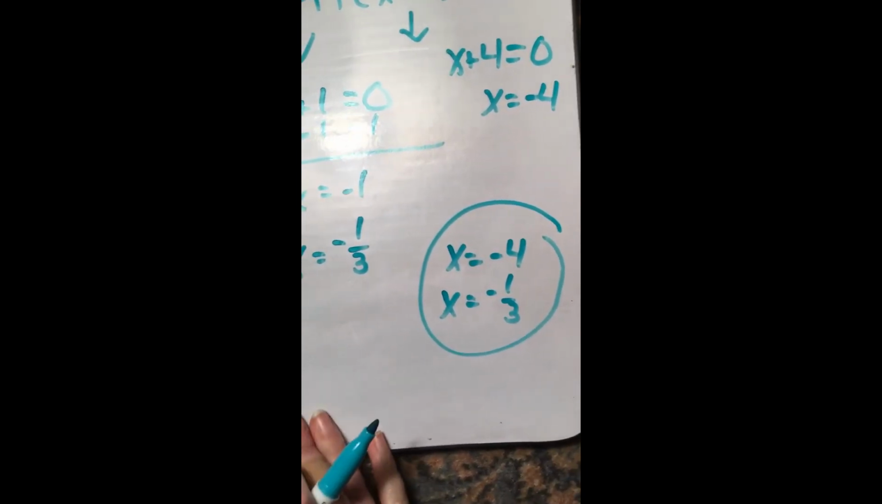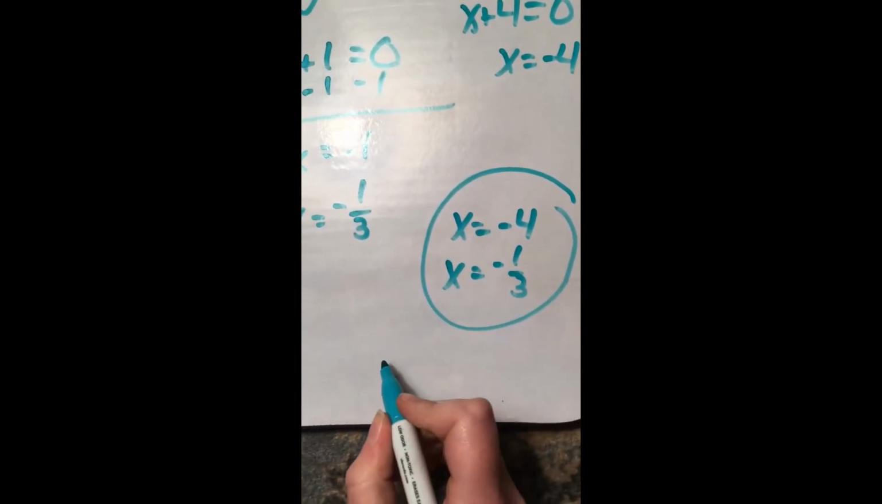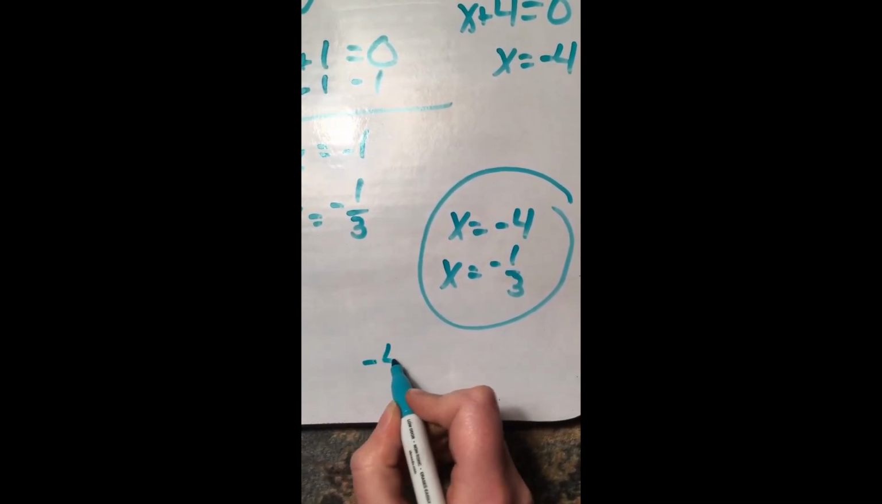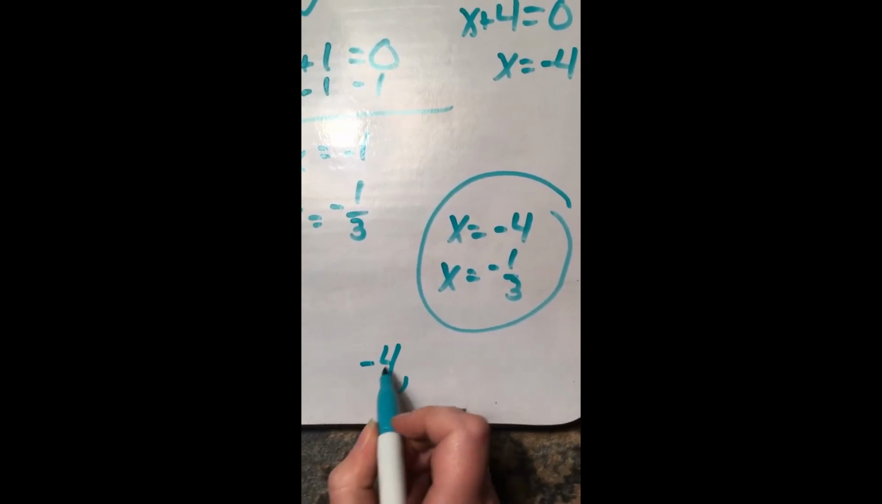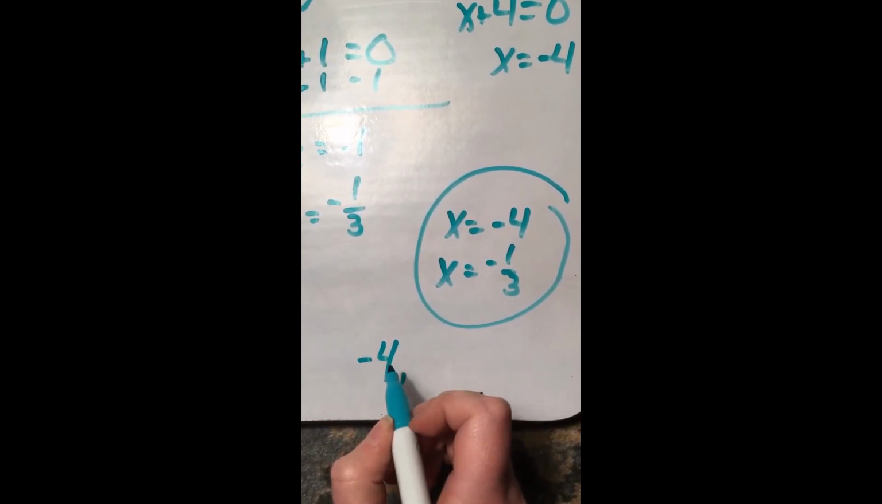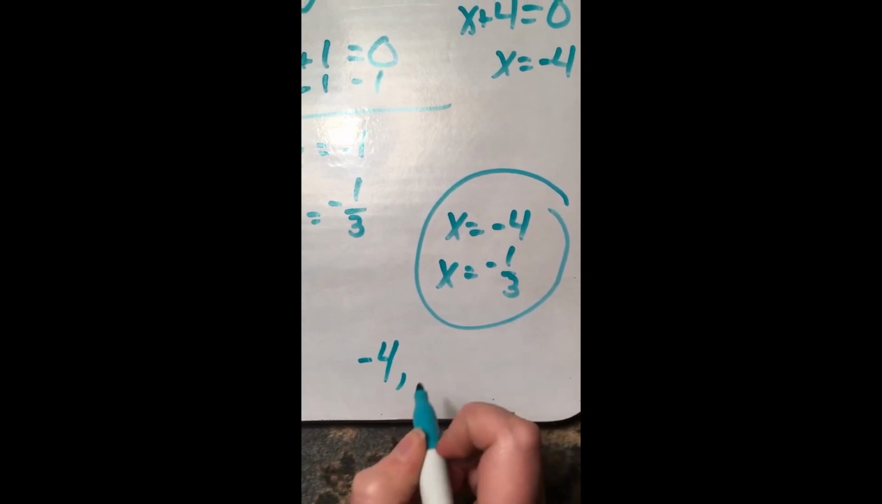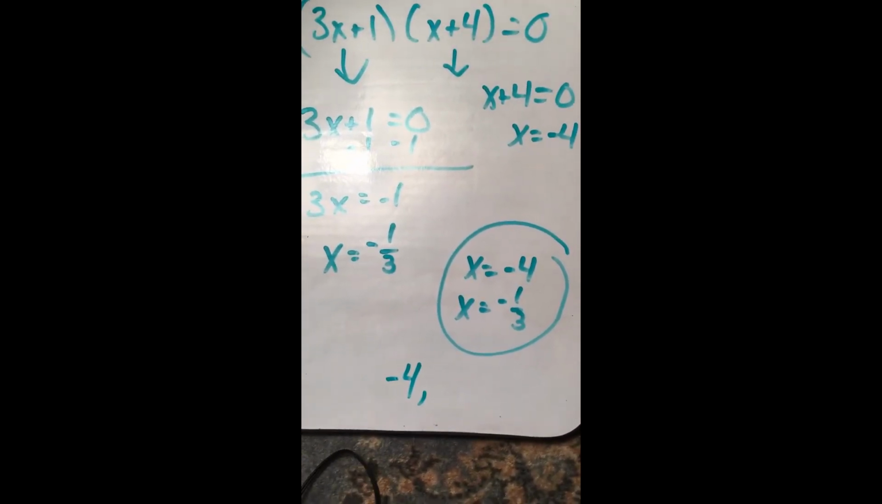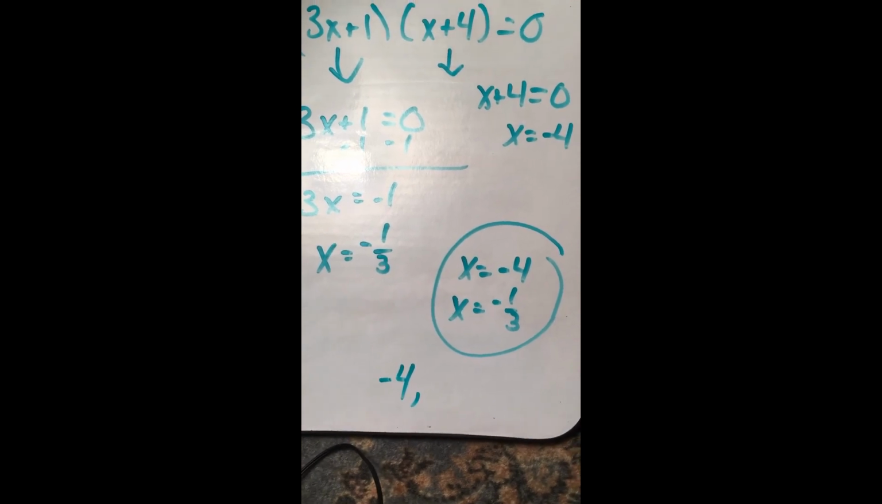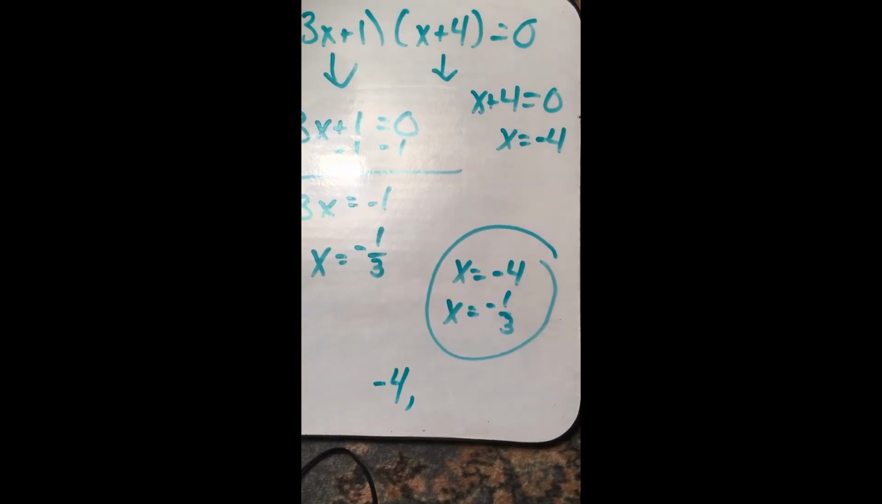There you go. When you're on Delta Math, just make sure when you put in the answer, it doesn't matter which one you do first, put a comma, and that's how you'll be able to put in two numbers on Delta Math. Make sure you put in a comma. That is how you solve trinomials when a, or the leading coefficient, is more than 1.